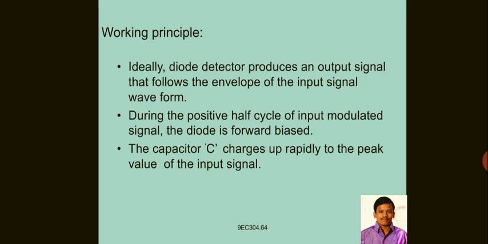The diode detector produces an output signal that will be the same as the envelope of the input signal, as I told, with the red mark in the figure. During the positive half cycle, the diode will be forward biased. Now we look at once.